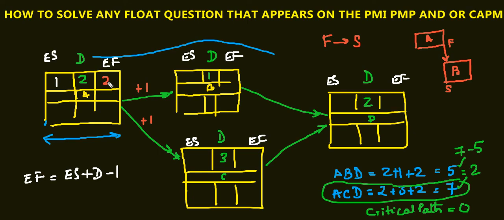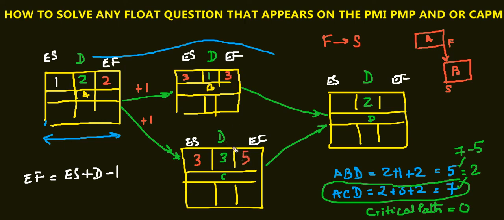This 2 plus 1 is 3. Again 3 plus 1, that is the formula we are using. 3 plus 1 minus 1, that is 3. Then 3 plus 3 minus 1, believe it is 5.